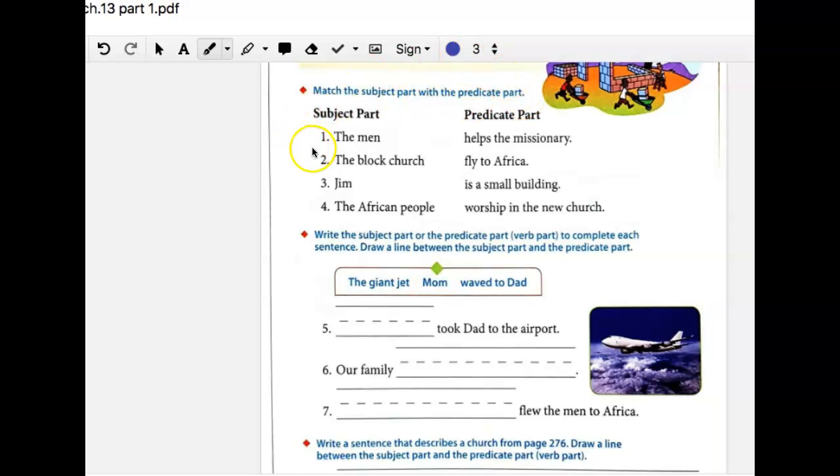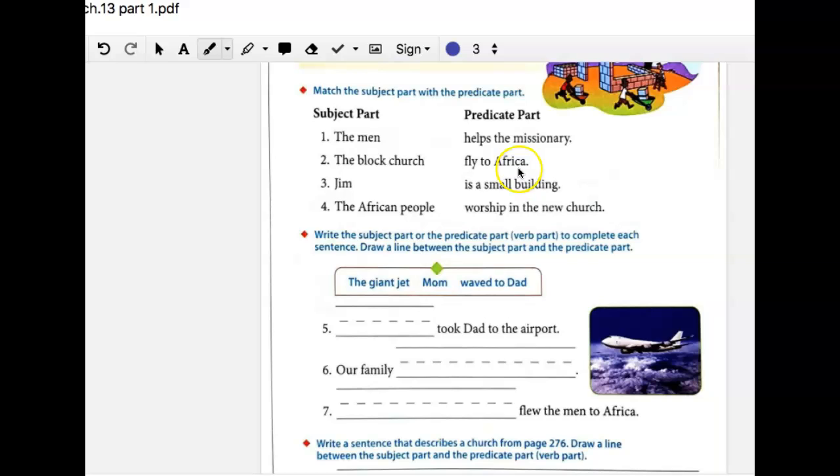So number 1, the men would do what? Which predicate is the best match for this subject part? The men. Remember, the men with the E means more than one man. So it cannot be helps the missionary, because when a verb has an S, it means only one subject is doing the action. So it's not the first one.